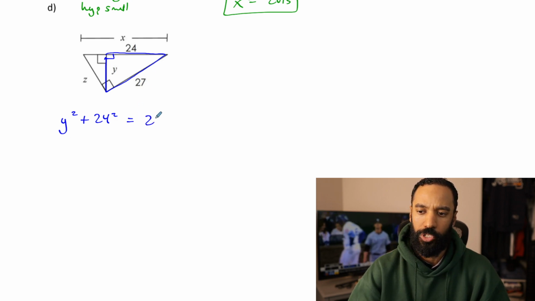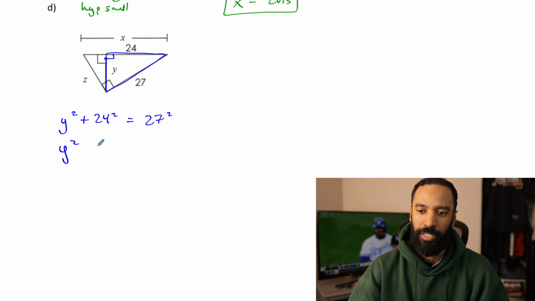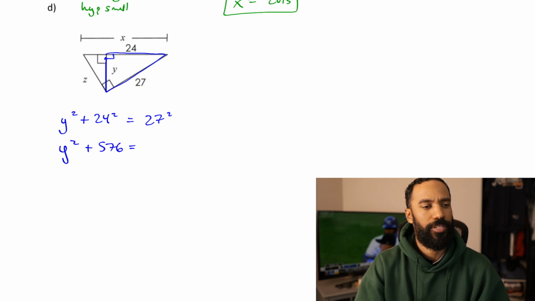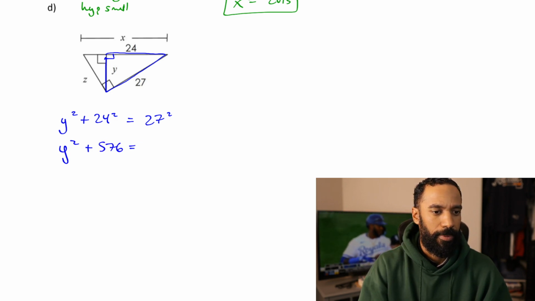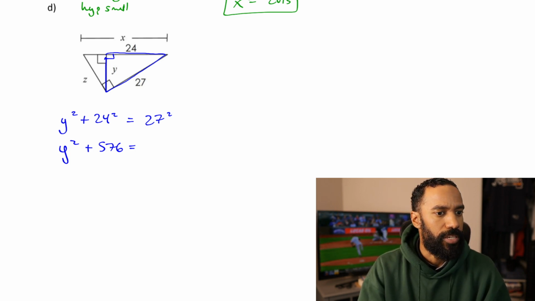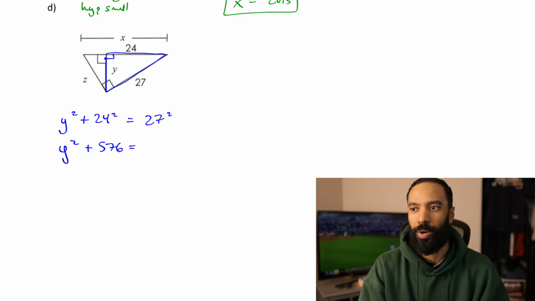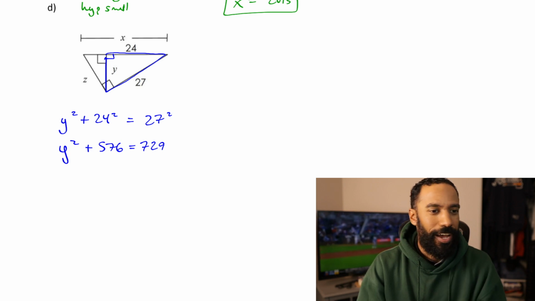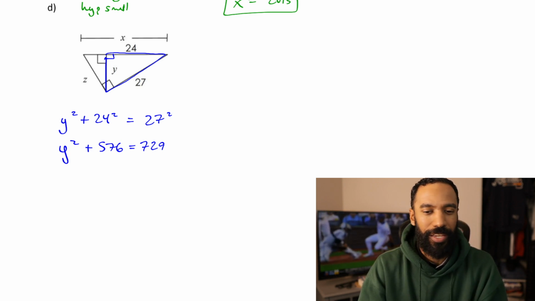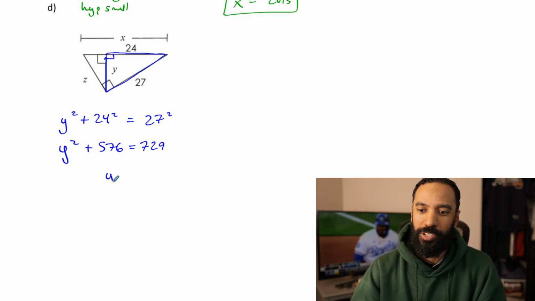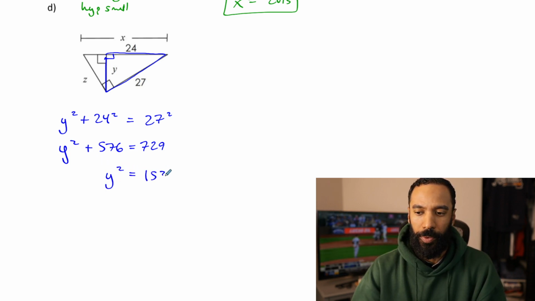Y squared plus 24 squared is 27 squared. I'll need the calculator briefly. But 24 squared is 576. I don't know 27 squared, though. If I had to make a guess, I don't have a guess. 709. 27 squared is 729. Actually, I should have known that. Sorry. There are reasons I should have known that. Other math teachers will shake their head. Y squared is 153. So y is the square root of 153.